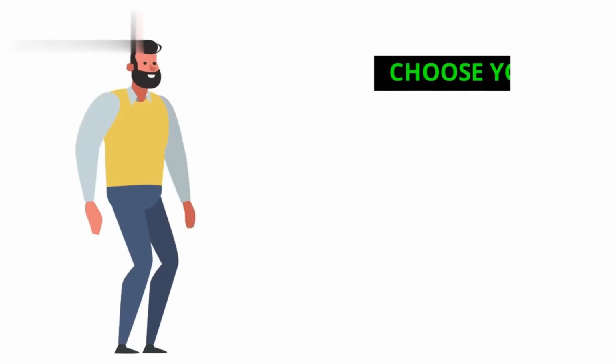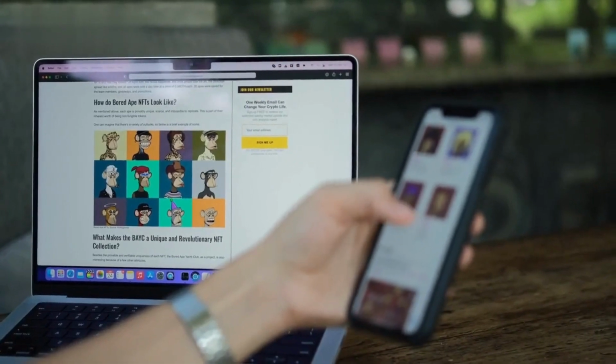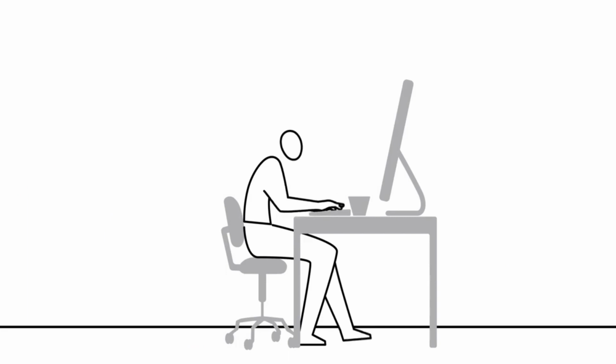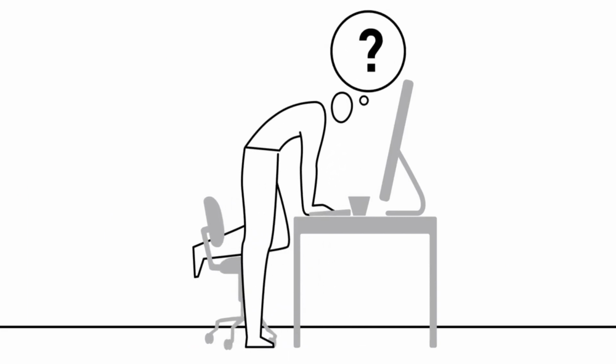Step 4. Choose your micro tasks. Once trained, browse the available micro tasks. These are small online jobs like image labeling, transcribing audio, or moderating comments. Each task details the instructions and the payout amount.